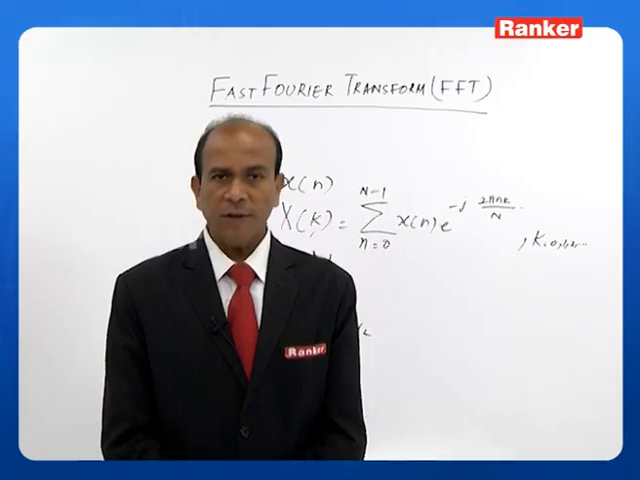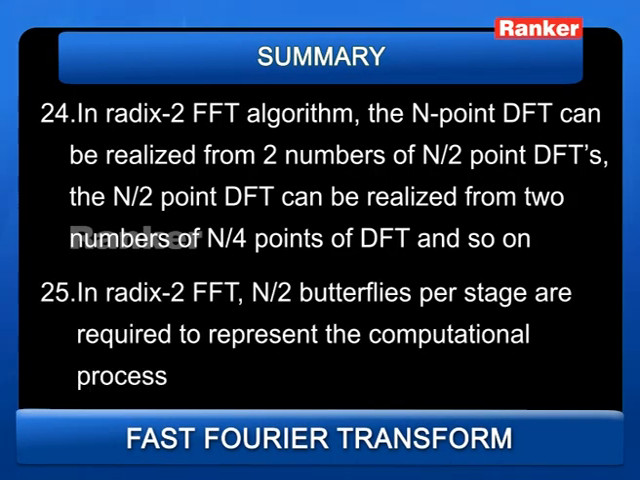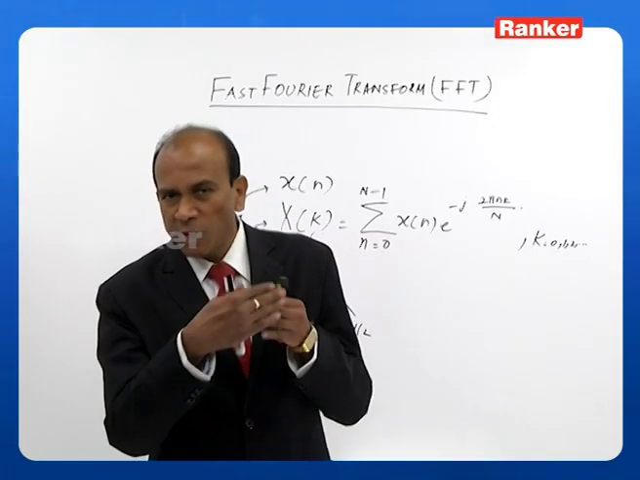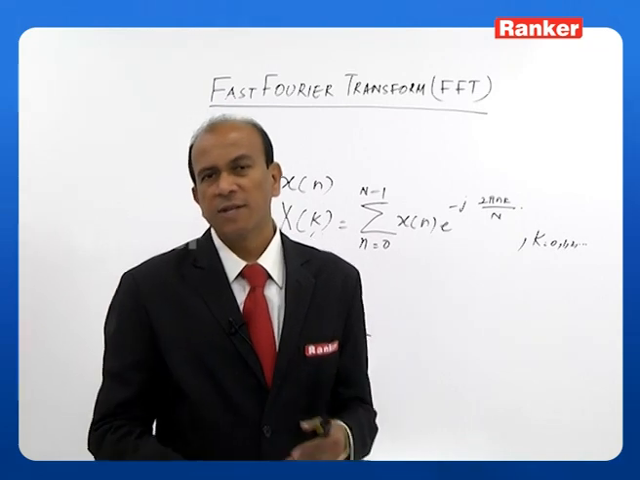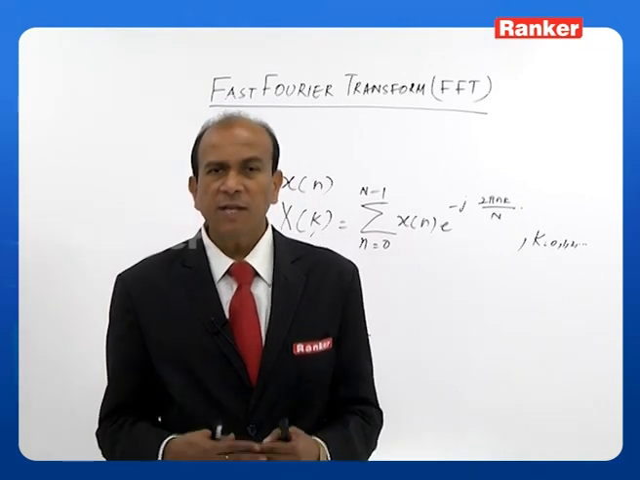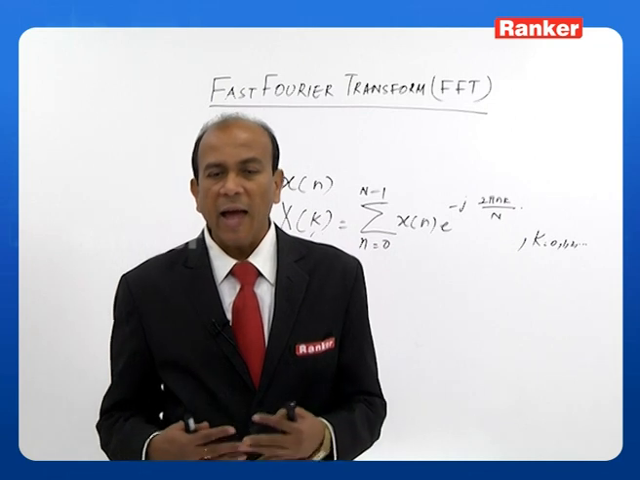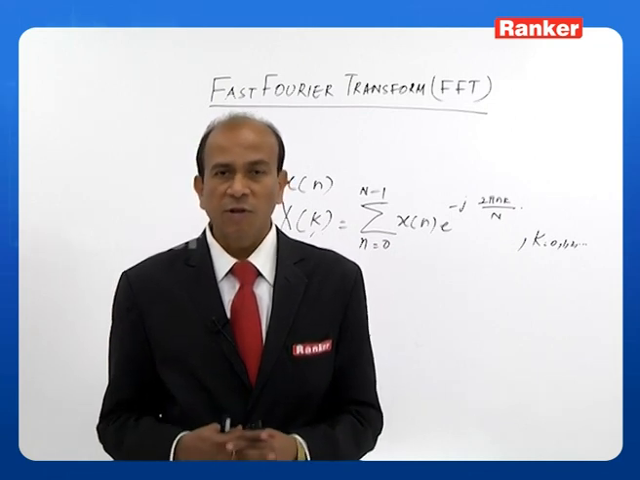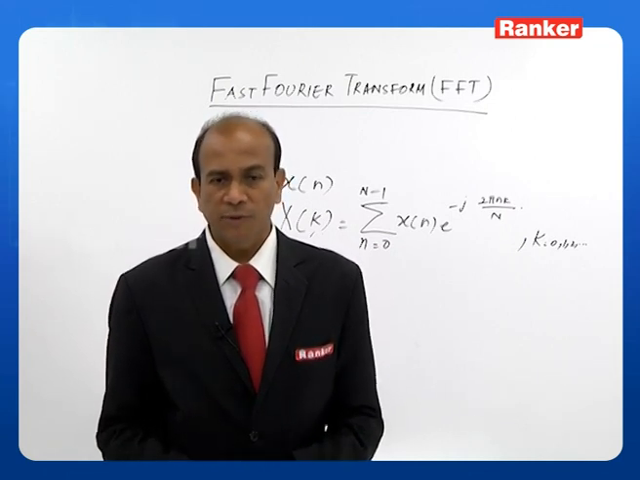Now, let us look at the 25th point. In radix 2 FFT, n by 2 butterflies per stage are required to represent the computational process. So, in radix 2 FFT, what are we doing? We are doing n by 2 butterflies per stage to represent the computational process. So, everything is broken down, and we call these butterflies. For every sequence we need n by 2 per stage to represent the computational process.